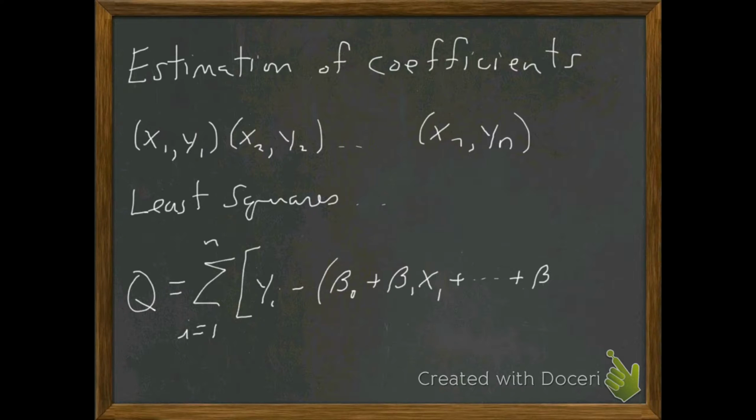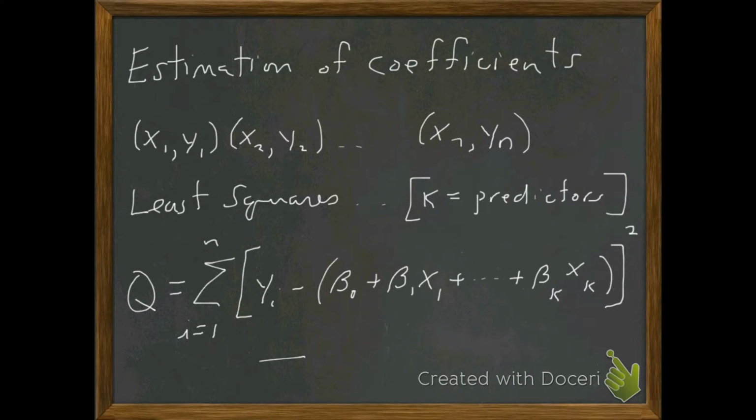I want to change gears on you just a little bit, and I want to do that to get you familiar with both notations. So we have k predictors, and the reason is I know what's coming up, and it'll make things less messy. So guys, here, if we were going to minimize Q through the least squares approach, what we would do is take the derivatives, and we would come up with the normal equations.